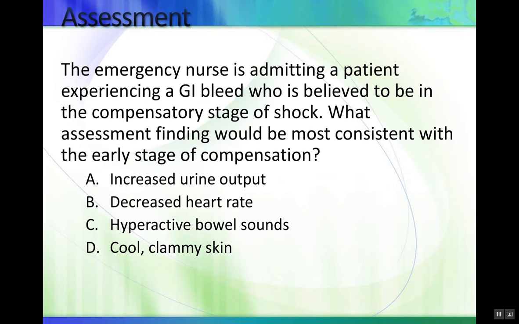The emergency nurse is admitting a patient experiencing a GI bleed who is believed to be in the compensatory stage of shock. What assessment findings would be most consistent with the early stage of compensation?